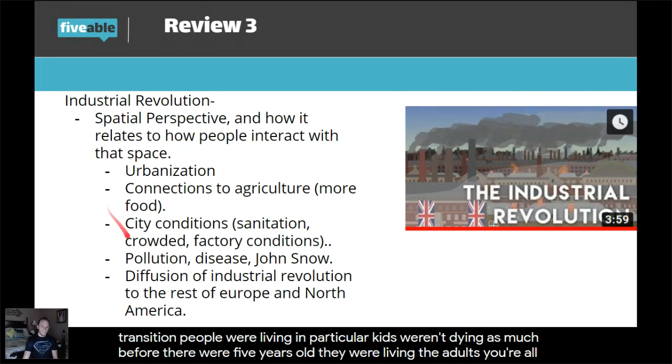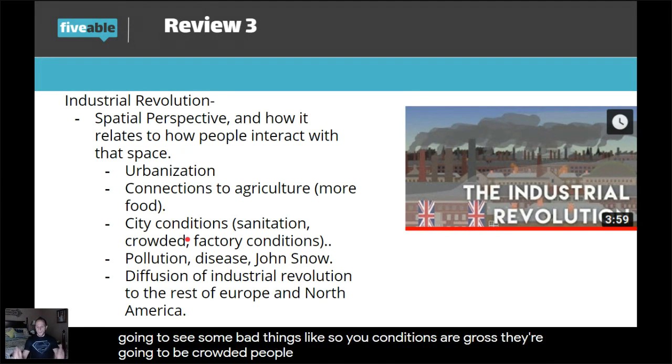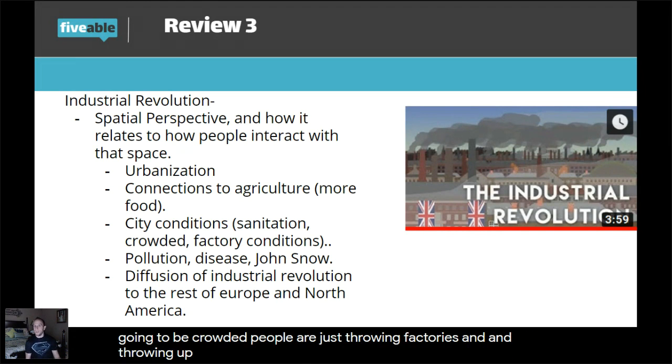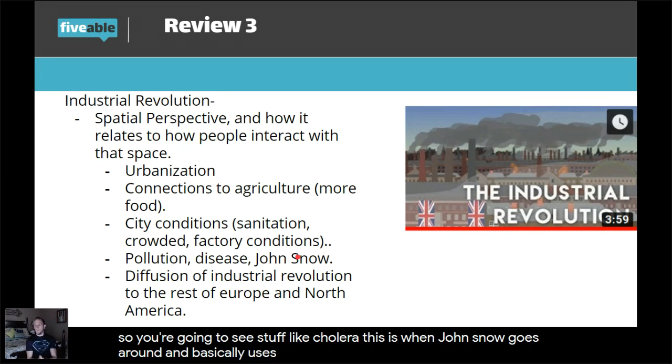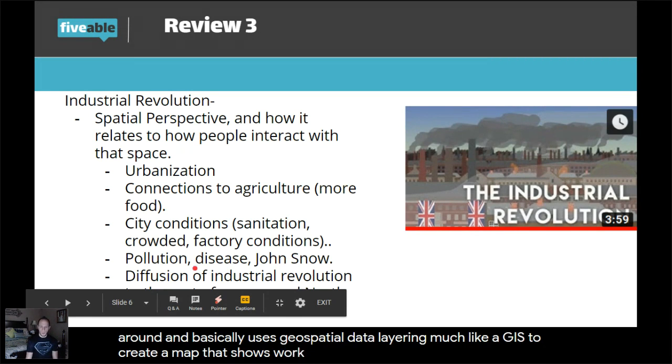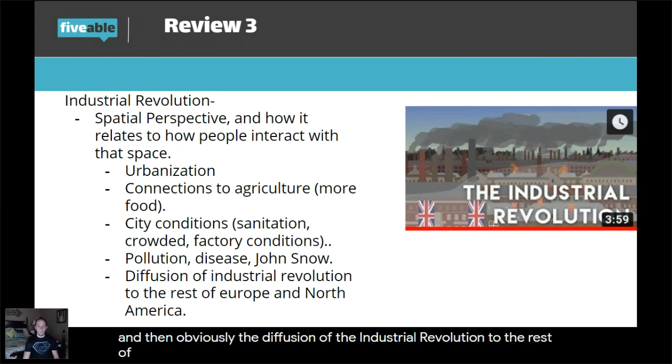You're also going to see some bad things, like city conditions are gross. They're going to be crowded. People are just throwing up factories and buildings with no planning whatsoever and no sanitation. So you're going to see stuff like cholera. This is when John Snow goes around and basically uses geospatial data layering, much like a GIS, to create a map that shows where cholera is coming from in London. And then obviously the diffusion of the Industrial Revolution to the rest of Europe and to North America.